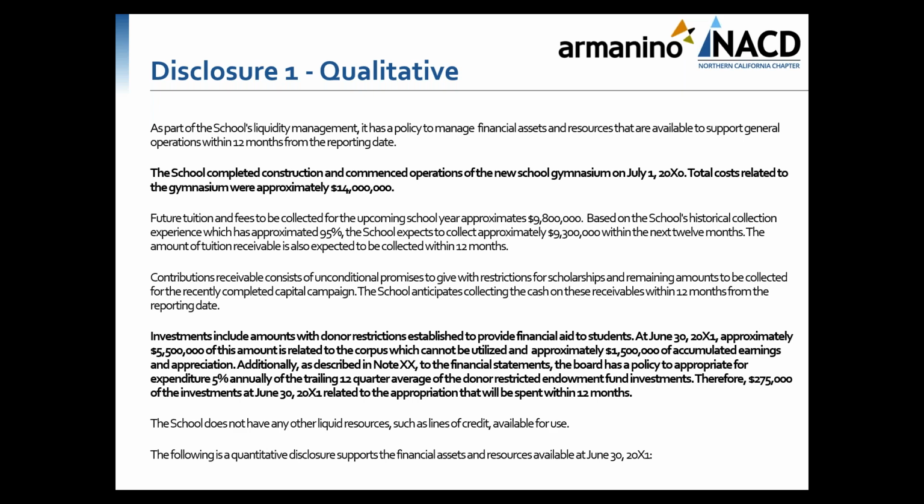And then the second bullet that's highlighted, or second set of text that's highlighted, is the investments. So this particular school has about 5.5 million that's related to the endowment to provide financial aid or scholarships to its students. So that's not going to be utilized. It can't be touched. But they've got 1.5 million in earnings that can be used. And they've appropriated it looks like only about 275,000 of that in the current year. They have no lines of credit, so no other sources of available funds.